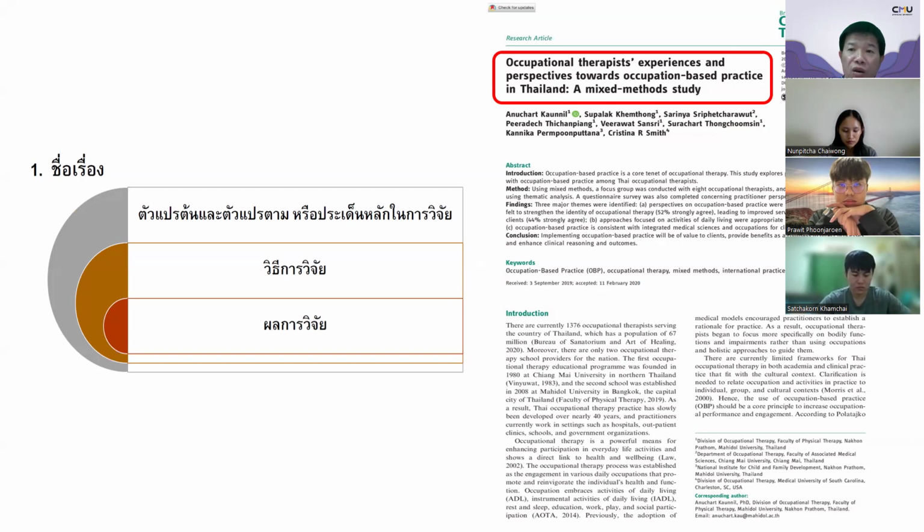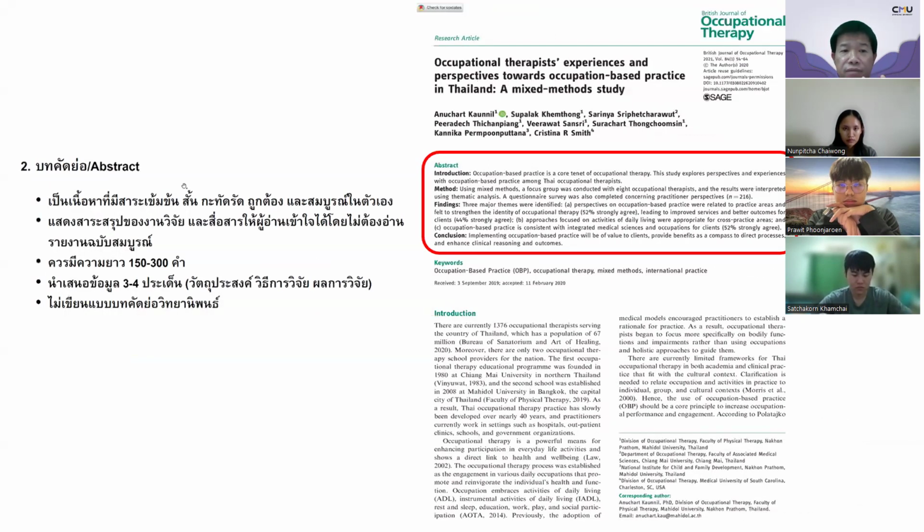Okay. But when we go inside, look again at the abstract. It is likely to be a summary. This abstract of the British journal is around maybe 150 words, really too short. Some abstracts can use about 300 or 250. It's relevant in here. Okay. And I use the keywords OBP, occupational therapy, and mixed method. I use just international practice. I use just only 4 keywords.